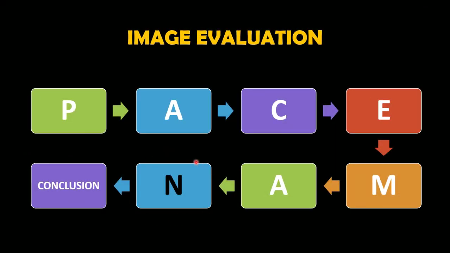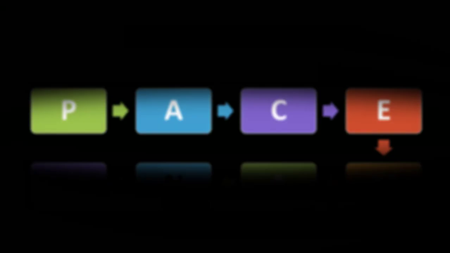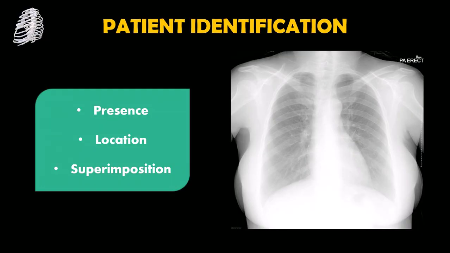Next is the last part under PACEMAN, which is N for name. There is no patient's name and ID, date and place of examination seen on this radiograph. They should be clearly visualized on the radiograph at the appropriate area and not superimposed with any structures of interest.